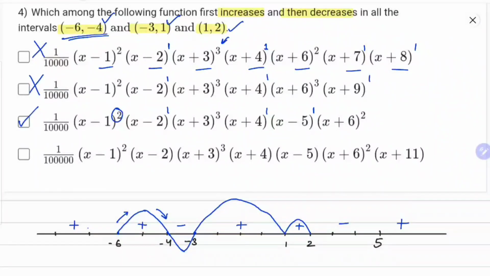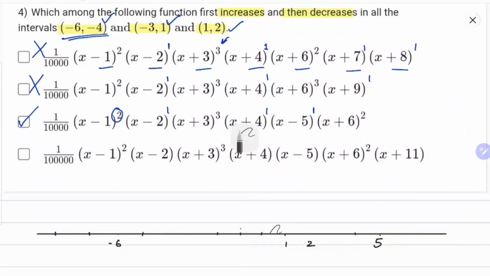Okay, now let's move to the fourth one. So let me clear this out. In the fourth option we have 1 as a root, then we have 2 as a root, then we have here 0, 1, 2, then we have minus 3 as a root, then minus 4 as a root, then plus 5 as a root, then minus 6 as a root, and we have minus 11 also as a root. Okay, so let's consider this minus 11.